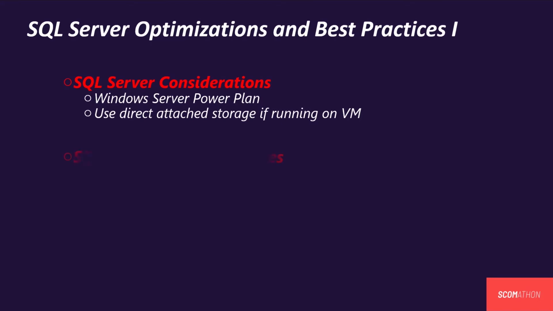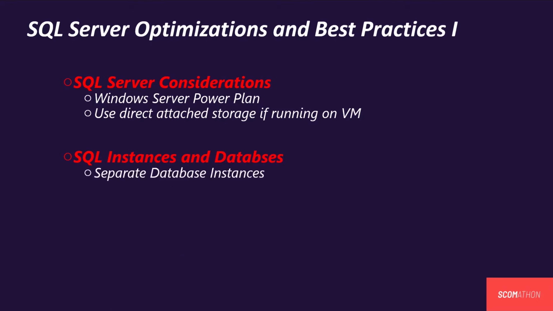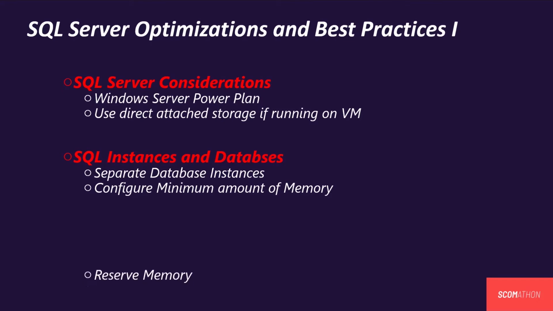So the most important part, in my opinion, would be the SQL instance and database configurations. It's a great idea to separate the database instances, so having 2 separate instances for the operational and data warehouse databases. It's a good idea to configure a minimum amount of memory for your database instances and also reserve some memory for the host operating system.